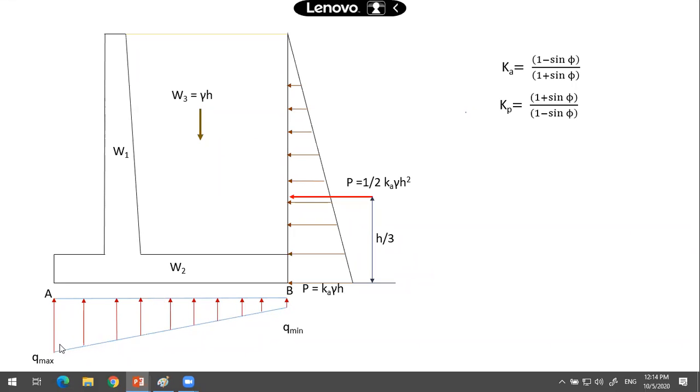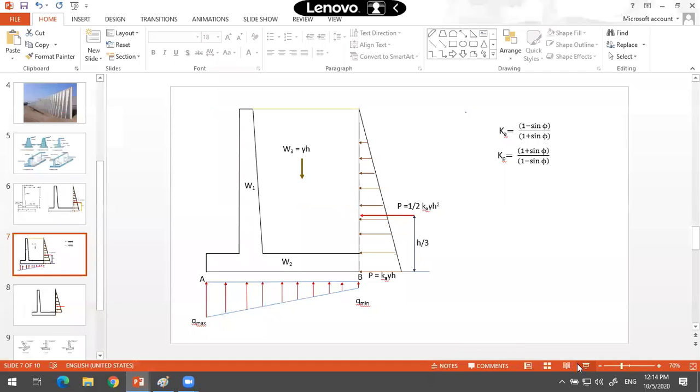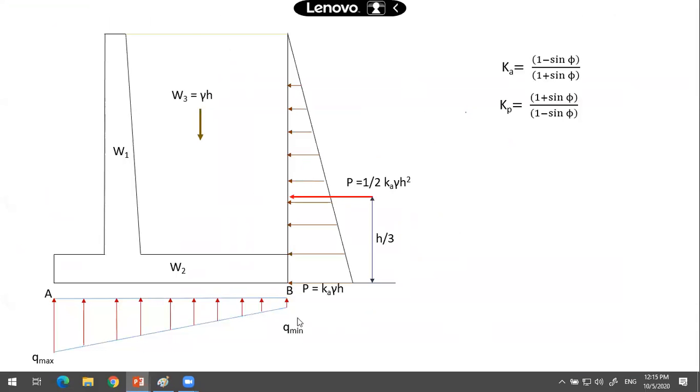Now, what you need to ensure is that this should not exceed the safe bearing capacity of the soil. In any case, if it exceeds the safe bearing capacity of the soil, then the soil will fail over there. That will be a problem for us, as it will result in failure of the soil, and eventually the retaining wall will fail.